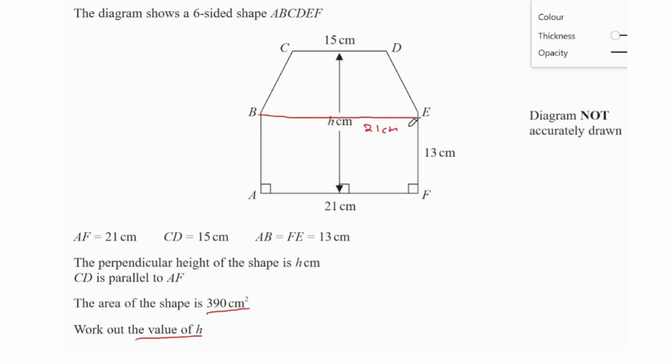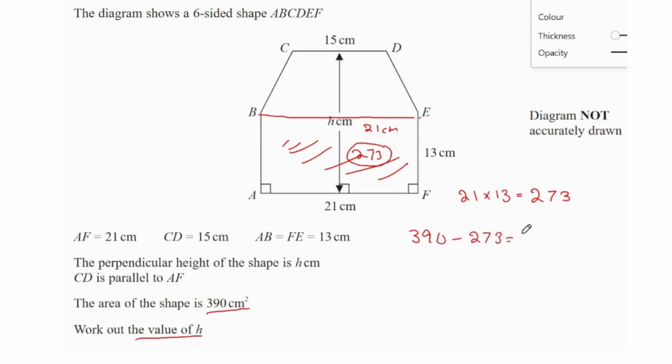If you work out the area of this part, this is a rectangle, so 21 times 13. We will get 273, right? The total area is 390. So this area is 273, the area of this part. So 390 minus 273 is 117. So this part is 117 centimeters squared. So the area of this trapezium is 117 centimeters squared.